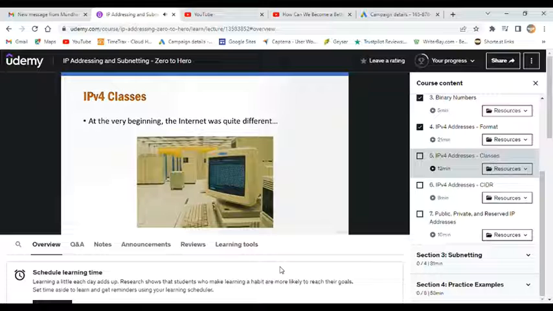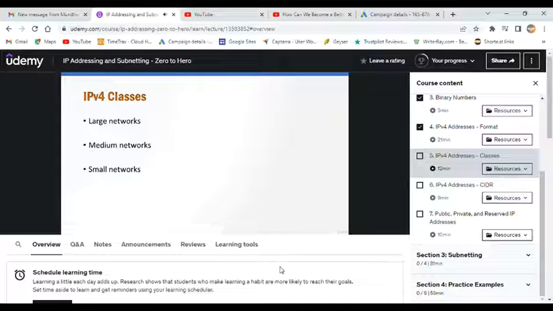At the very beginning, when we just started allocating IP addresses to computers, things were a bit different. Everyone thought that we would always be able to separate three sizes of networks: large networks, medium networks, and small networks. And the idea behind classes was that once a company or a university would want to get an address range, they would be given a range depending on the size of their network.